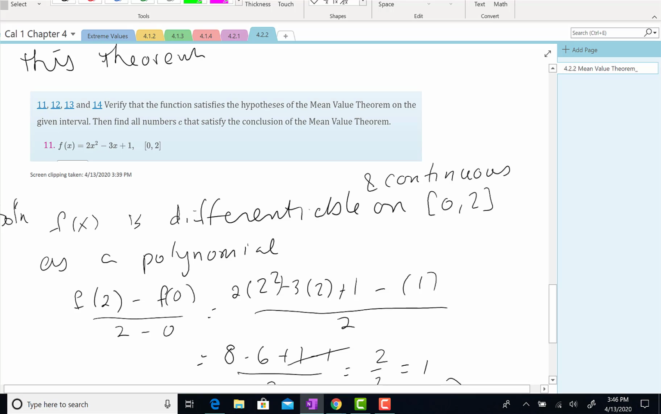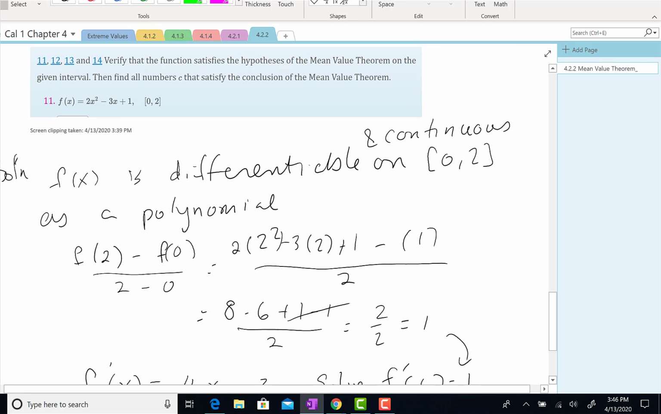Our function is differentiable and continuous on the interval from 0 to 2 because it's a polynomial. Also, f of 2 minus f of 0 over 2 minus 0 would be, if we just do the arithmetic, 8 minus 6 plus 1 minus 1, all over 2. So 8 minus 6 is 2, over 2, which is 1. So the slope of the secant line would be 1.